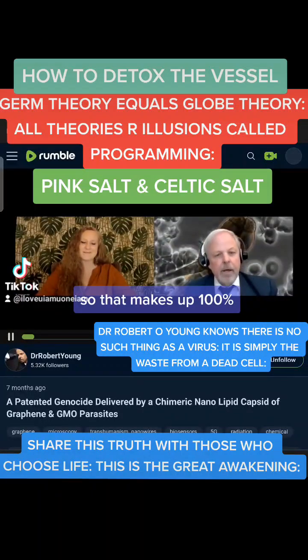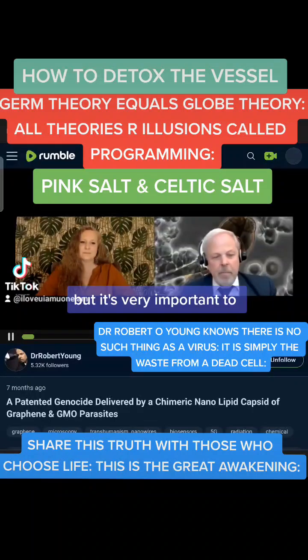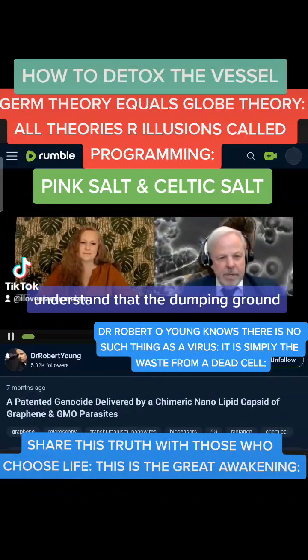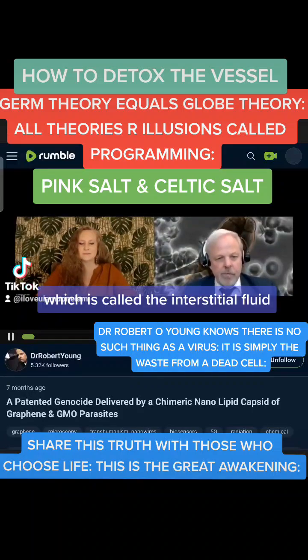So that makes up 100%. Okay, the intracellular fluids are those fluids inside the cell. But it's very important to understand that the dumping ground is in this colloidal connective tissue of the Schad, which is called the interstitial fluid.